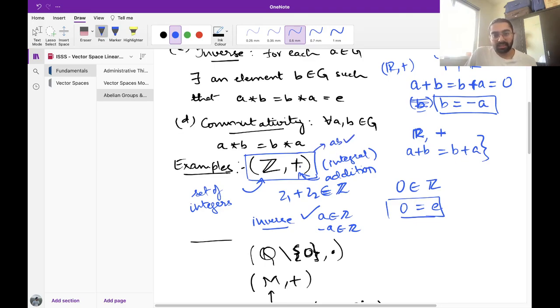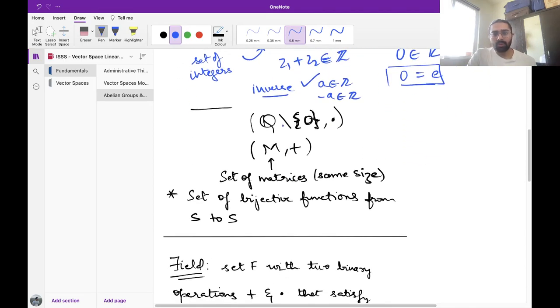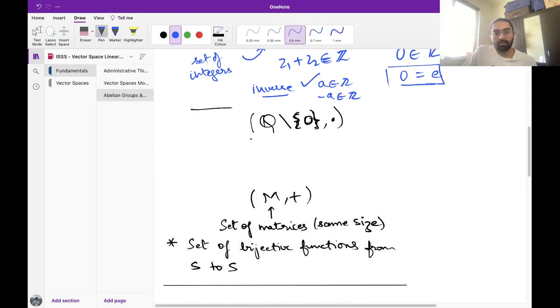Okay, so in this way you need to be able to prove whether a given set and operation form an Abelian group or not. Then we'll look at another example to drive home the point of what we are trying to think about. Let's say I have this set which is Q minus 0. Any idea what Q minus 0 would mean? Rational numbers. Yes, rational numbers is Q, correct?